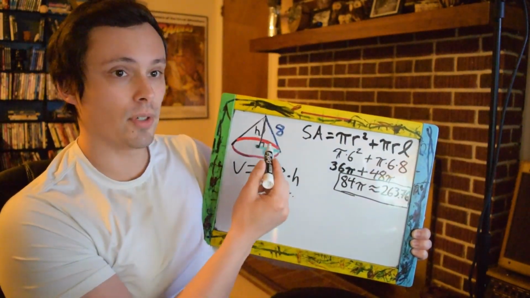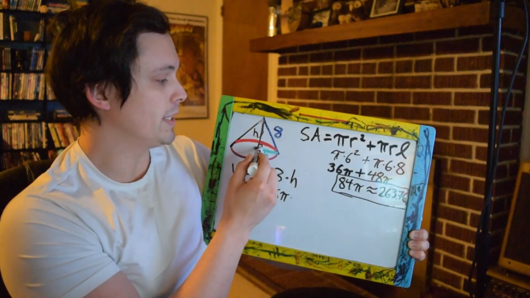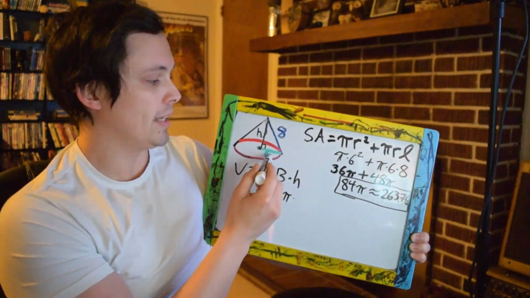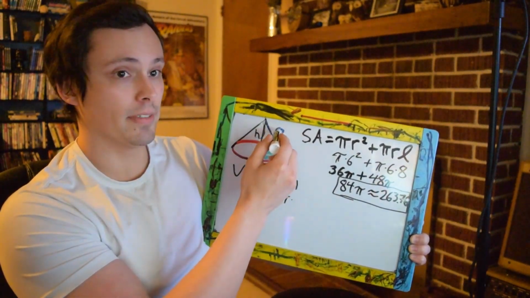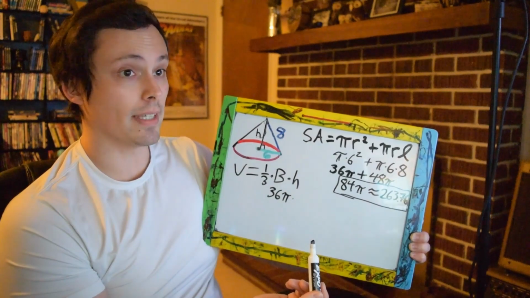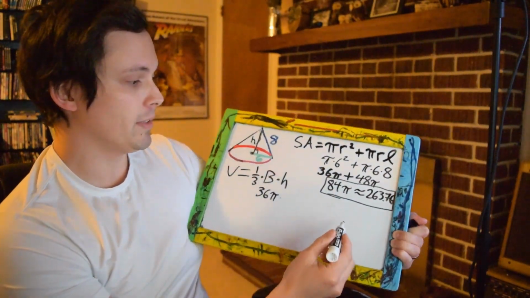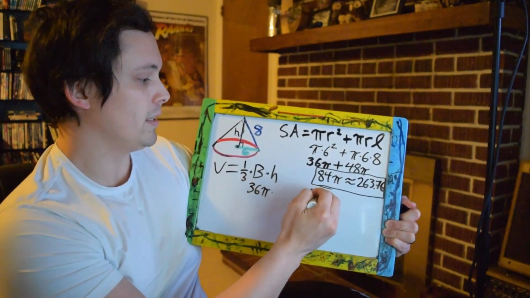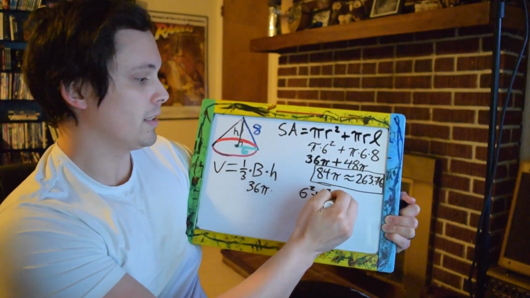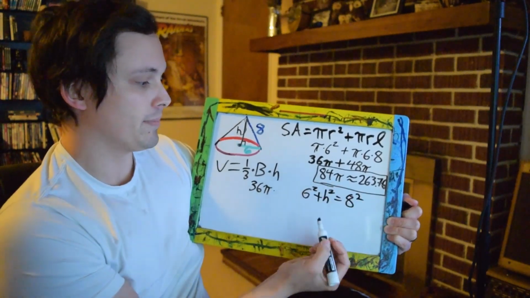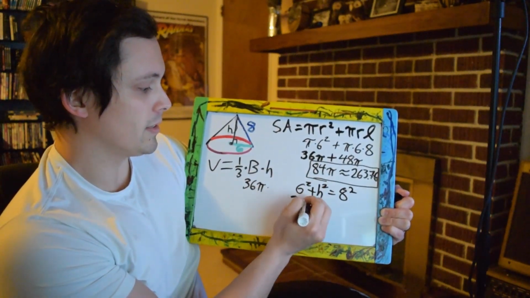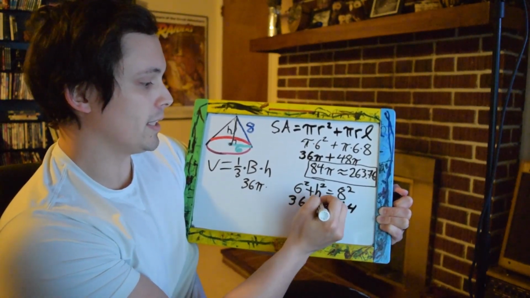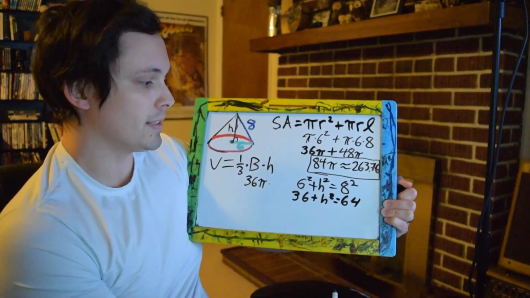Now that I've drawn this picture, you might be able to see what we need to do here. There's a right triangle, which has a leg of 6, a hypotenuse of 8, and the height is the other leg. So we're going to have to do the Pythagorean theorem. So 6 squared plus h squared equals 8 squared. To simplify that, 6 squared is 36, 8 squared is 64. So we have 36 plus h squared is 64.